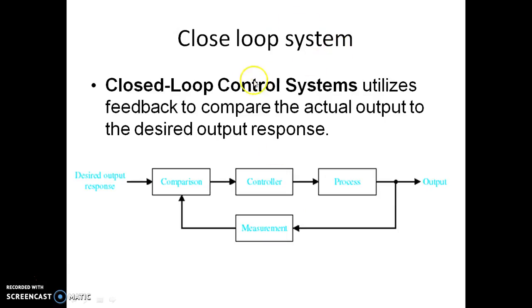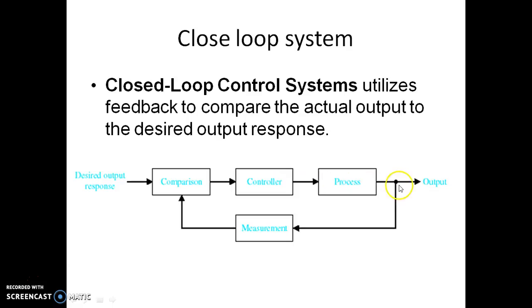Whereas a closed loop system utilizes a feedback to compare the actual output to the desired output response. So, a closed loop system is mainly used for automatic control system, where the desired output response is given to a comparator. You have got a controller, of different types, like your on-off, P controller, that is a proportional controller, I controller, that is the integral controller, and D controller, which is a derivative controller. So, the control action controls and the output is given to the process.